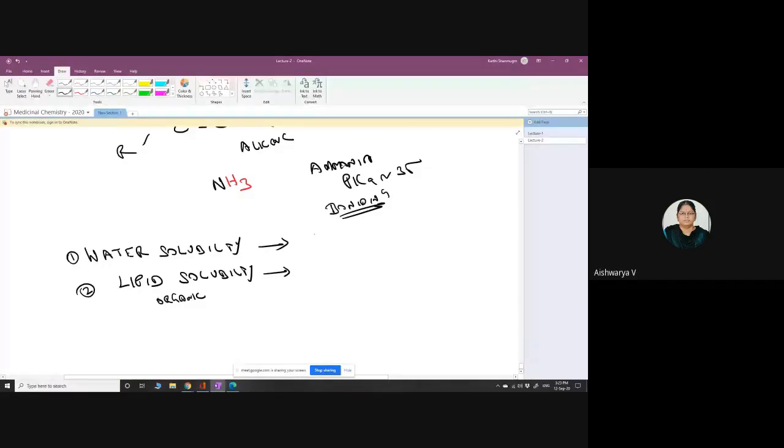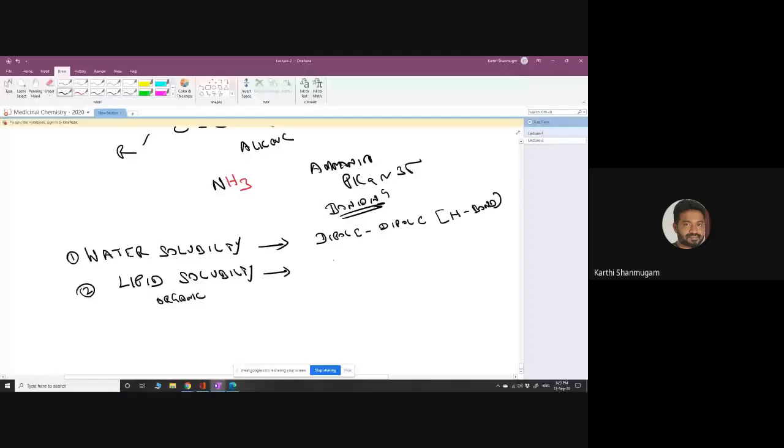Can you tell which interaction is important for water solubility? Dipole-dipole bonding, sir. Okay, so dipole-dipole. Can we say hydrogen bonding is an example for dipole-dipole? Yes, sir. H bond, right? That's what I have written. Which bond is very important for the molecule to get soluble in organic solvent? Induced dipole. Van der Waals, sir. Okay, induced dipole, absolutely right. Who is answering? Aishwarya, sir. Okay, so it's Van der Waals interaction.